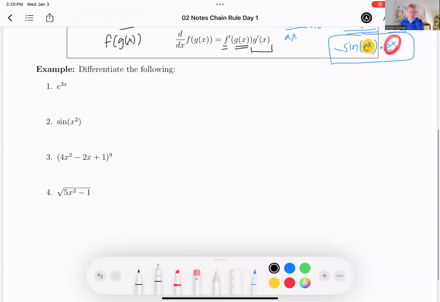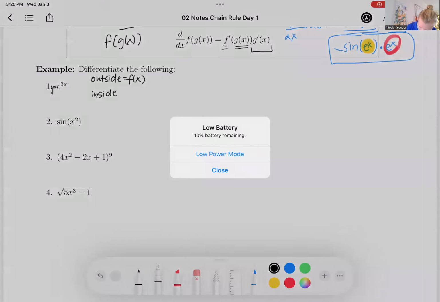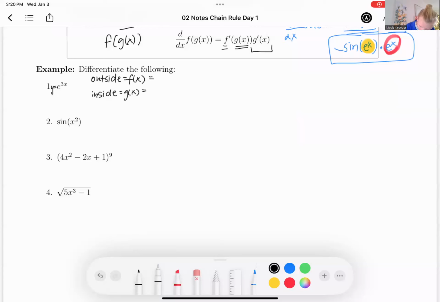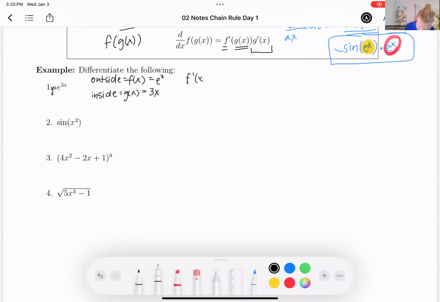Okay, so for this first one, let's call this y is equal to this guy. I need to start out by finding my inside and outside functions. So my outside function, I'm going to call f of x as always. My inside function, I'll call g of x. Sorry about that. So my inside function appears to be 3x. My outside function is e to the x. I need to take derivatives of each of these. I'm going to have e to the x and 3.